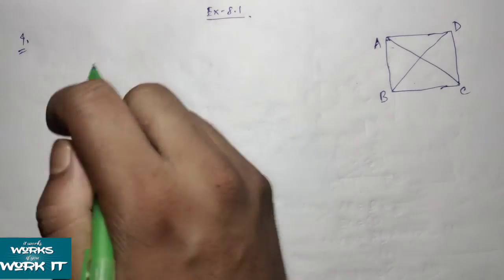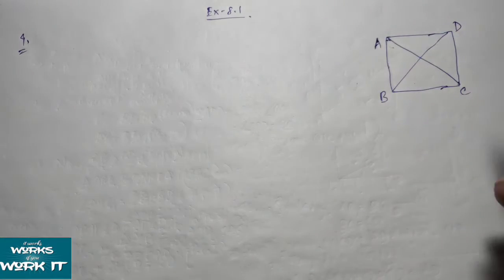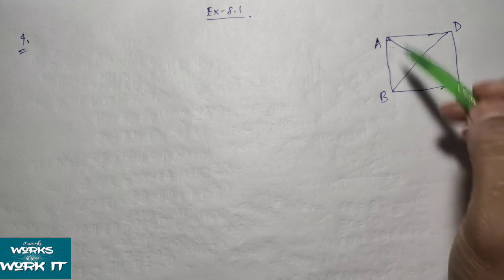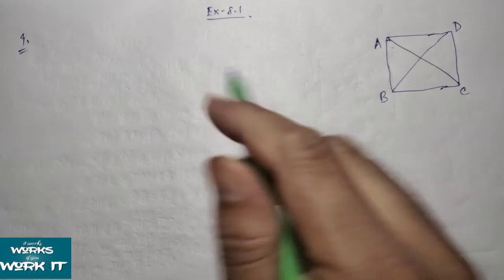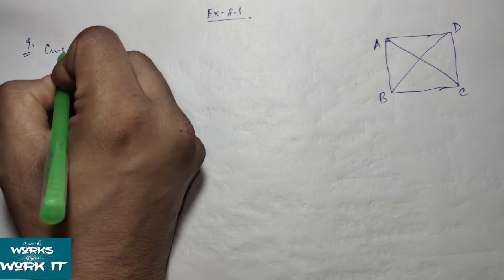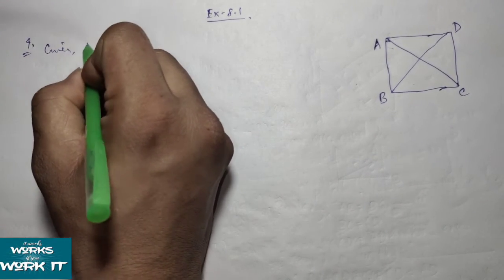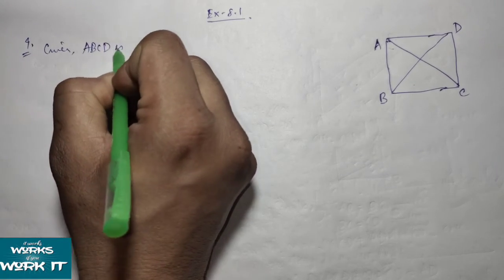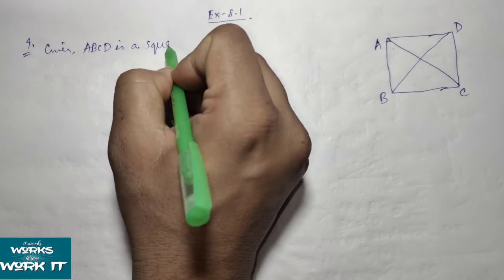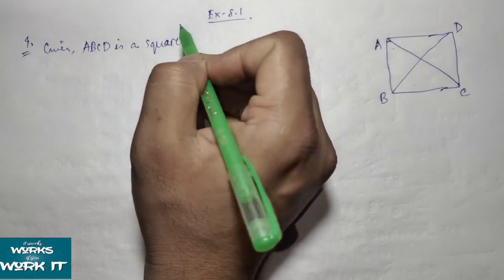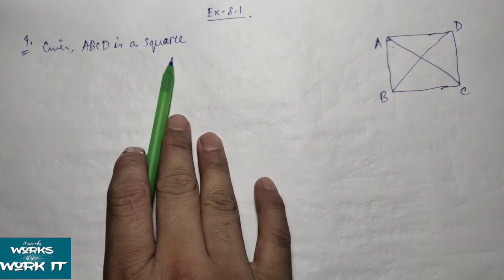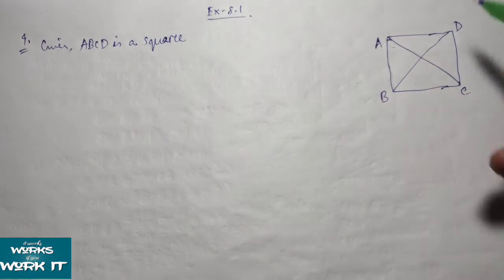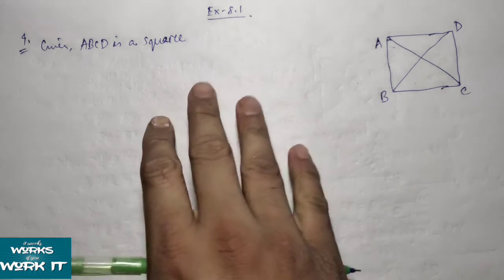So now we will be doing question number 4 of exercise 8.1. This is the diagram, and this is the square that is given in the question. What we need to show, first we will write the given part: ABCD is a square. From this given part, we have to understand the properties of the square, and using those properties we can use all of them in our solution.